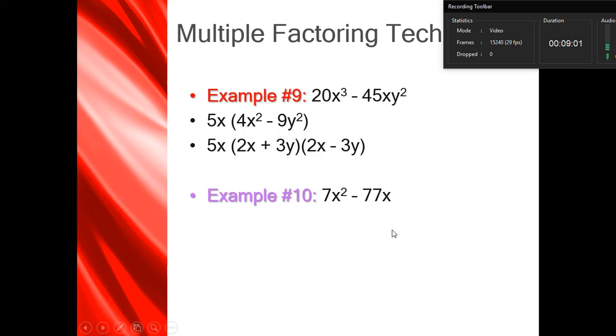For number 10, is there a greatest common factor? Let's remove it. 7x is shared, leaving behind x minus 11. At this point, this binomial is not factorable anymore, and the process will stop here.